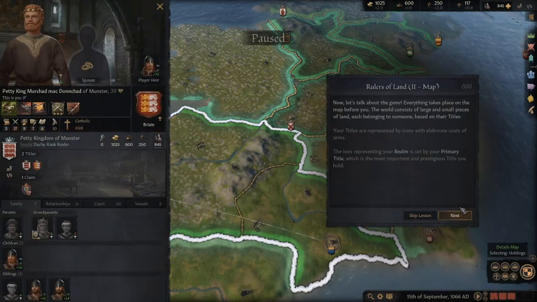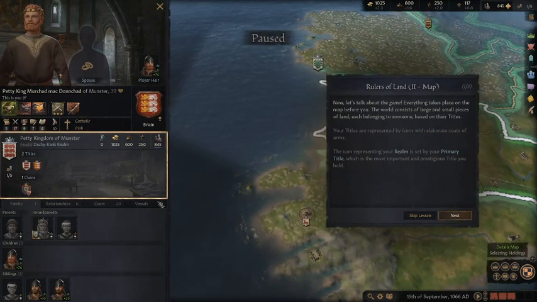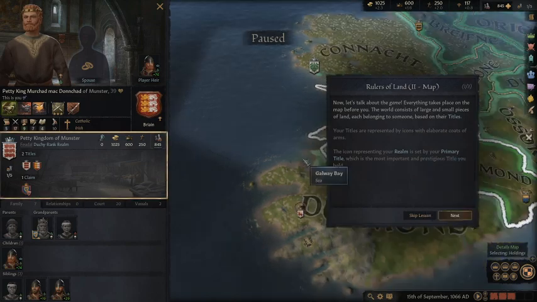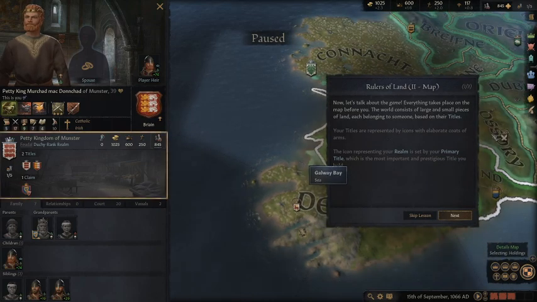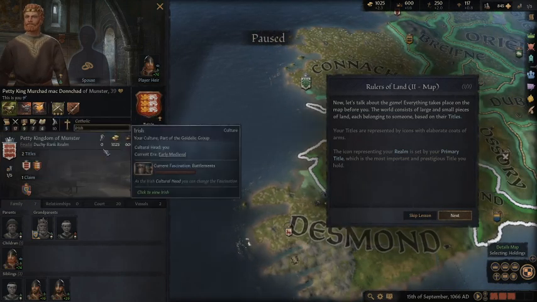Now let's talk about the game, and everything that takes place on the map before you. The world consists of large and small pieces of land belonging to someone, each belonging to someone based on their titles. Your titles are represented by icons and elaborate coats of arms.